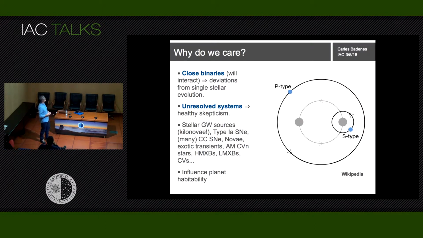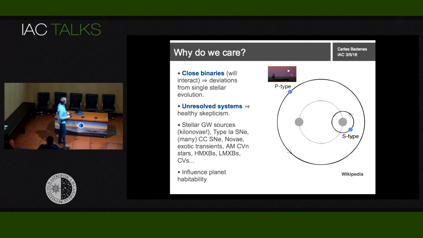Last but not least, remember that image of Tatooine that I showed, right? Stellar multiplicity can also influence planet habitability, because multiple star systems are not the exception, they're the norm. Planets in multiple star systems can have different orbital configurations. They can either orbit an inner tight binary or orbit one of the components, while the other component orbits separately. So Tatooine would be a P-type system.